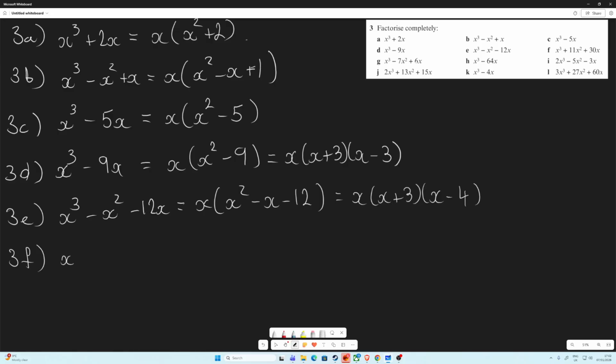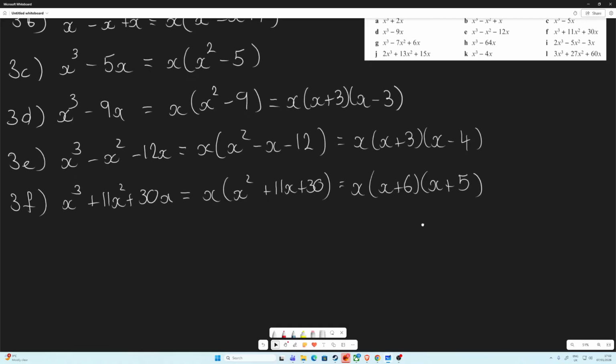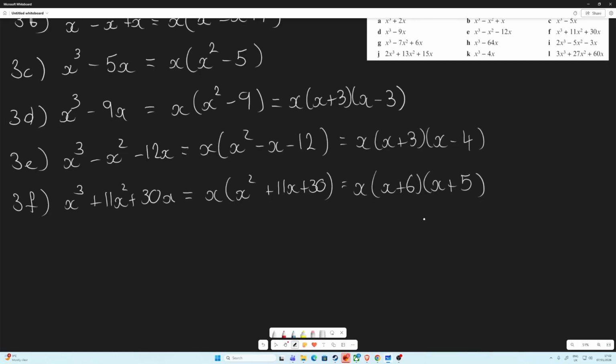Of x cubed plus 11x squared plus 30x. So the answer is x times x squared plus 11x plus 30. 6 and 5. Okay, so that's x into x plus 6, x plus 5. 3g.